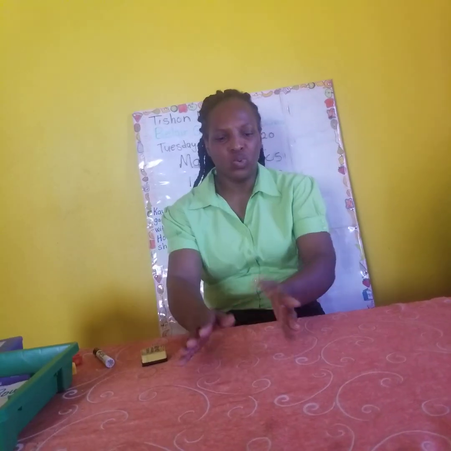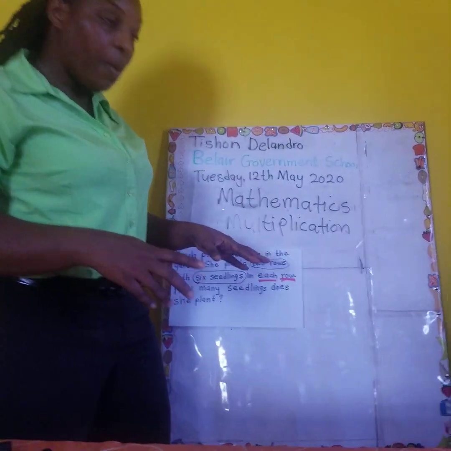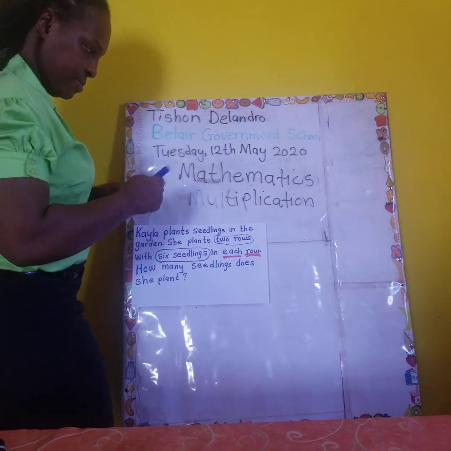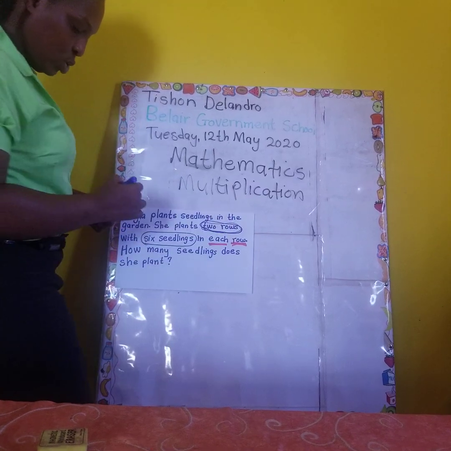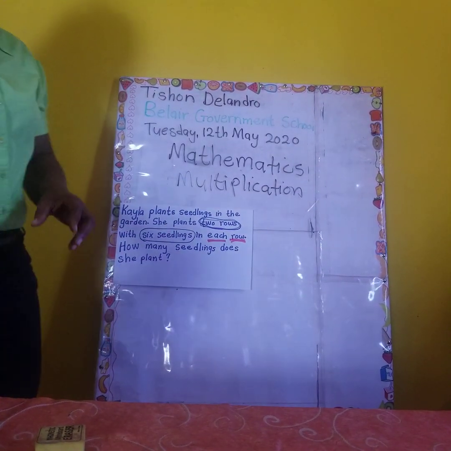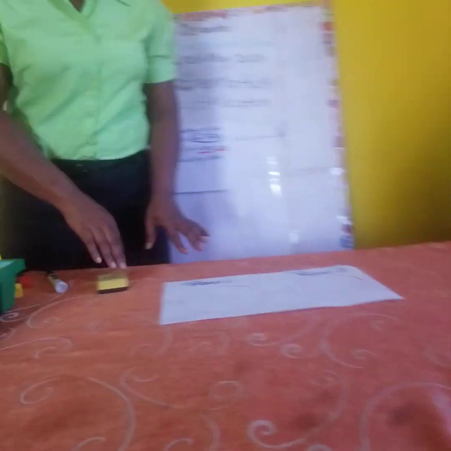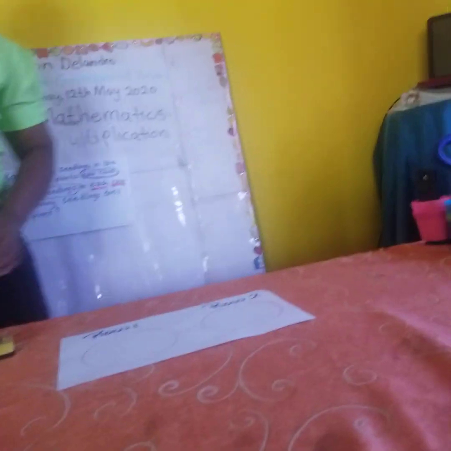So tell me, how would we find out how many sets we would have to make? Okay, so we'll find out how many sets we have to make by the number of rows that she has to plant. How many rows did she plant? 2 rows. Okay? So we have to make 2 sets. Set 1 and set 2. Row 1 and row 2.